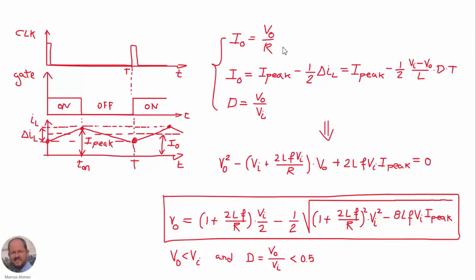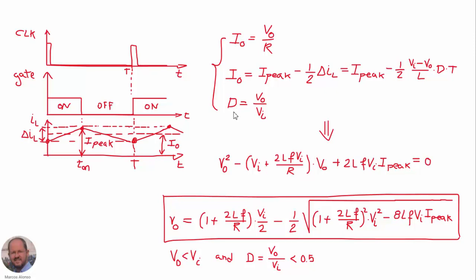The output current of the converter is the voltage over the load resistance. We can also express the output current using this equation here, I peak minus 1 over 2 the peak-to-peak ripple of the inductor current, which is shown here, is this value from this point to this other point. And we know that the peak-to-peak current ripple can be expressed like this: the difference between input voltage and output voltage divided by the inductance times the duty cycle times the switching period.